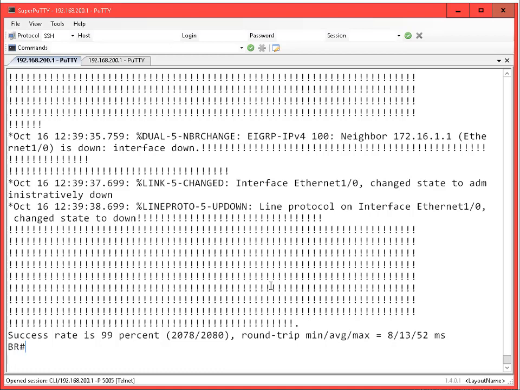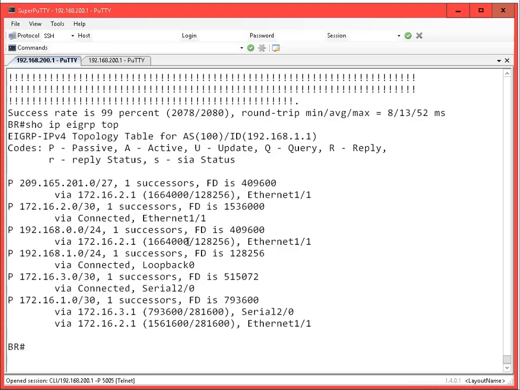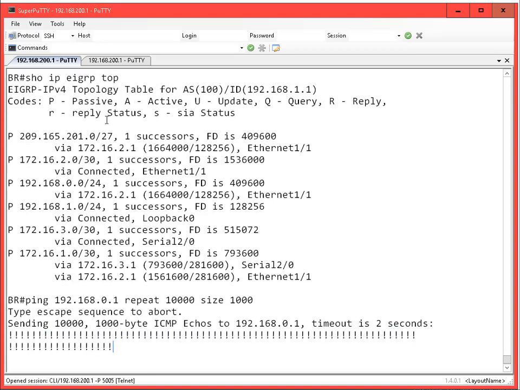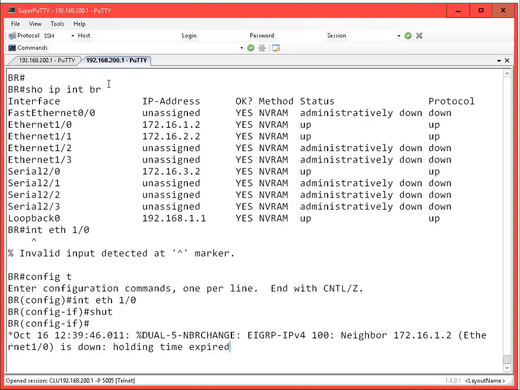Now let's get into the process of what's going to happen. First of all, let me do a show ip eigrp topology just to show you that we've now gone over to this route. We're going through the 2.1 link. So I'm going to shut down that interface, Ethernet 1.1, and see what happens with the ping in the case where we don't have a feasible successor.